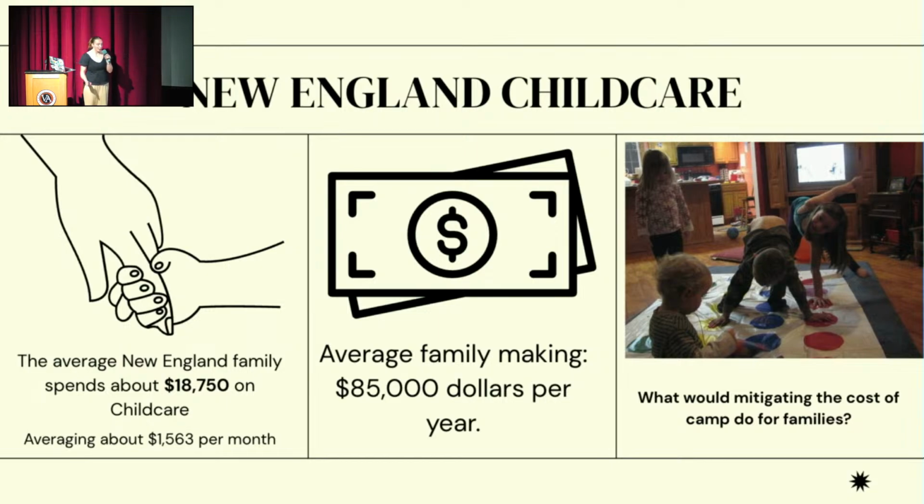And though this varies in the regions that you live in, I also found that the average family makes $85,000 a year. So with that, and understanding that a good percentage of that goes to childcare, I wanted to know what mitigating the cost of camp would do for families, and how it would impact the classrooms around them.